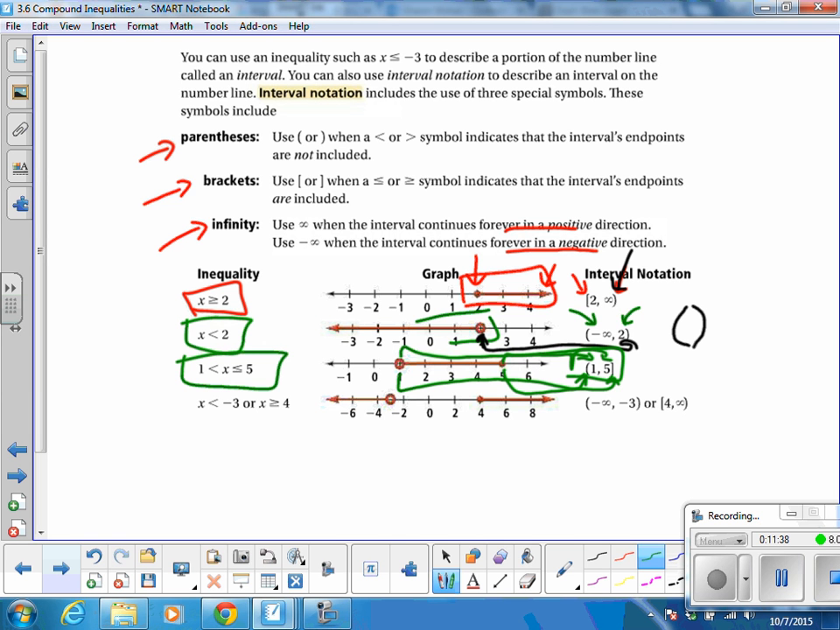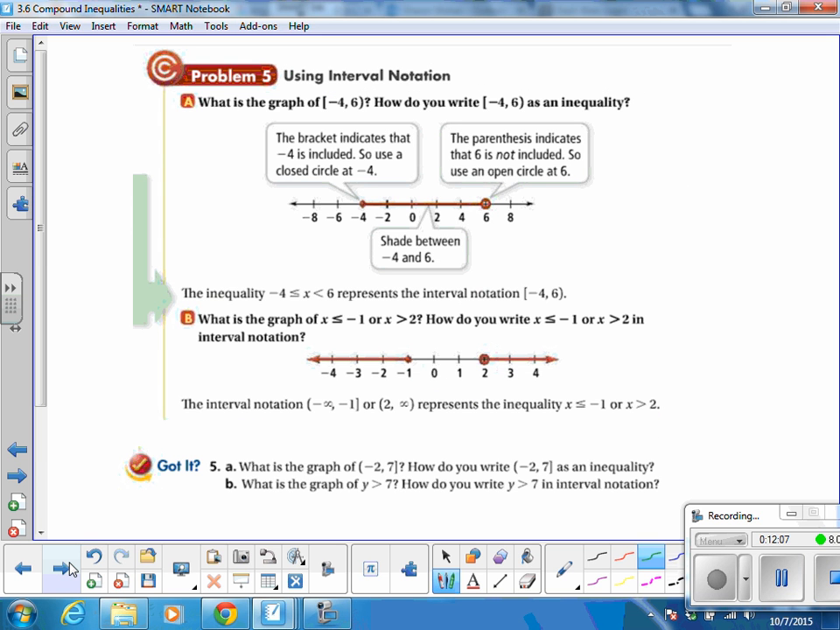It also shows up in a compound inequality with an OR. I'm seeing a filled-in dot, which is going to show me a bracket. I see an open dot, which is going to be a parenthesis. I probably have a negative infinity sign with a parenthesis, and a positive infinity sign with a parenthesis. Now this notation is a little unique, but once you get comfortable with it and start seeing the interval notation, you can start seeing the graph before you even draw it.